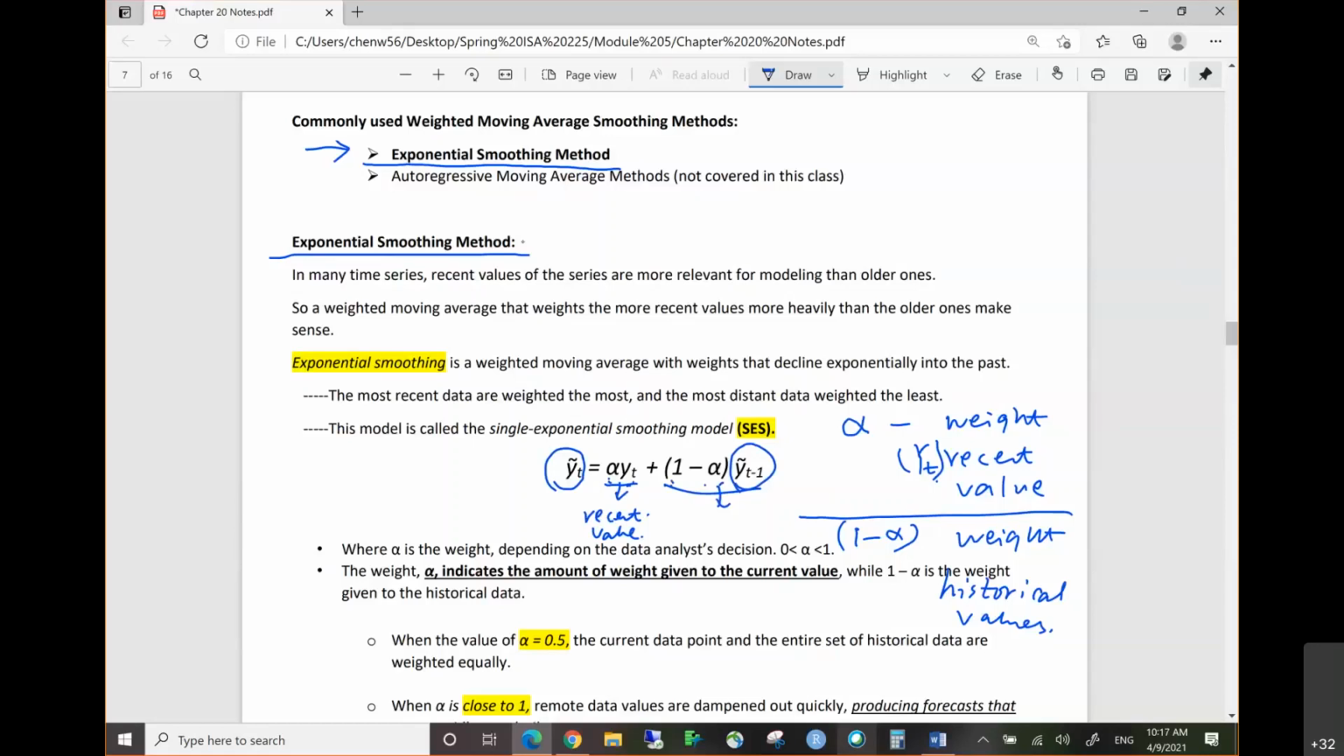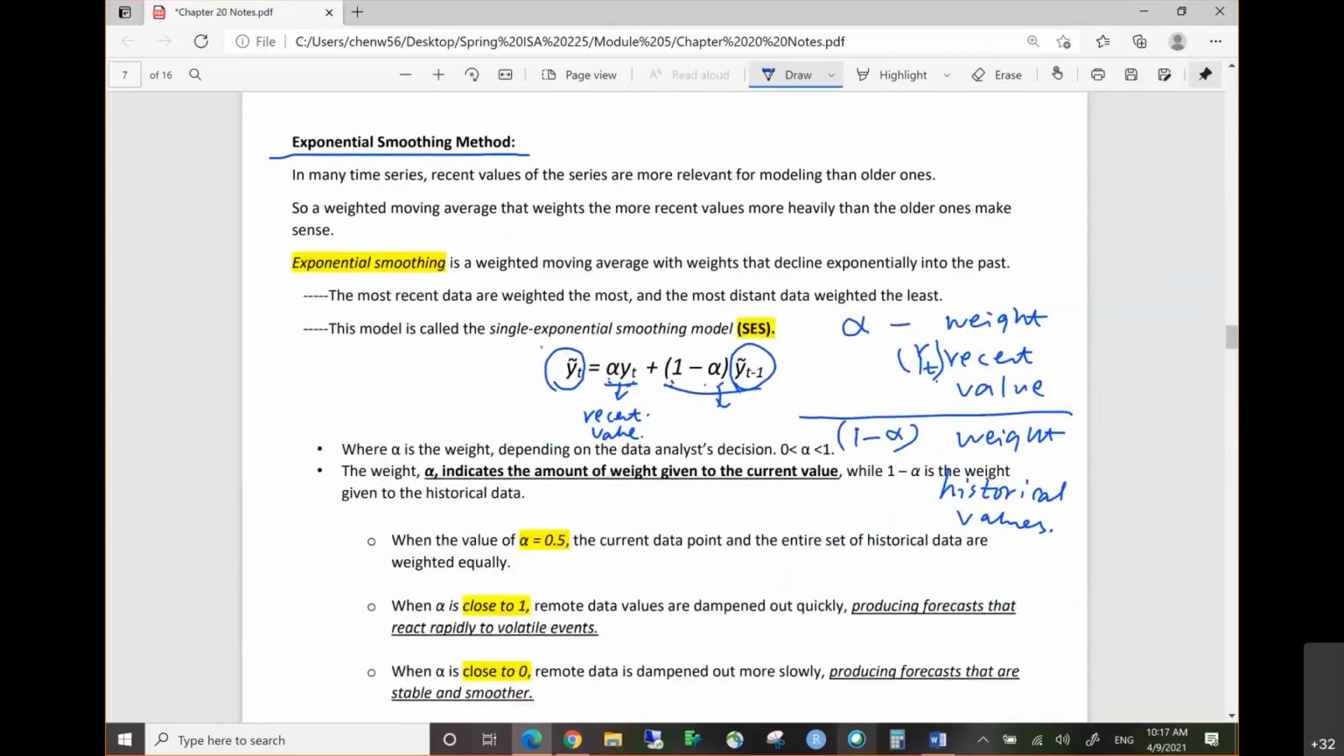All right, and then we say in this case, we have three cases, right? So when alpha equals 0.5, that means the recent value has the same weight as all previous values, right? So that means every data point has the same weight for your prediction, right?